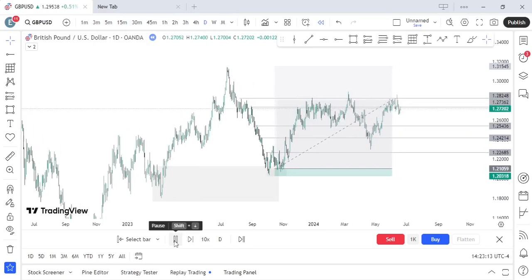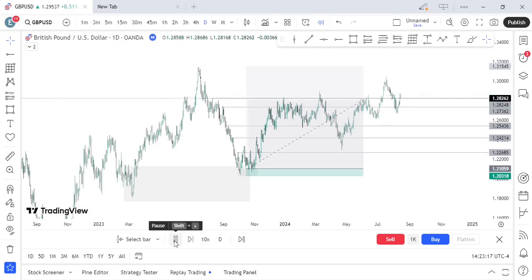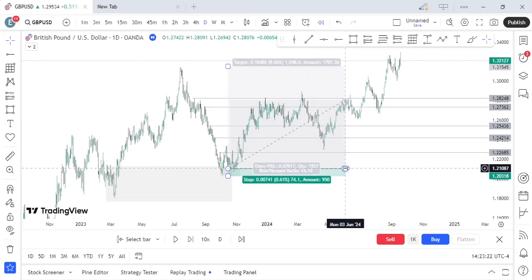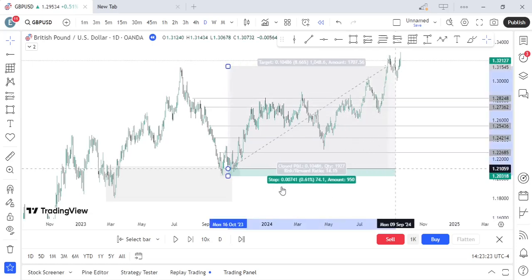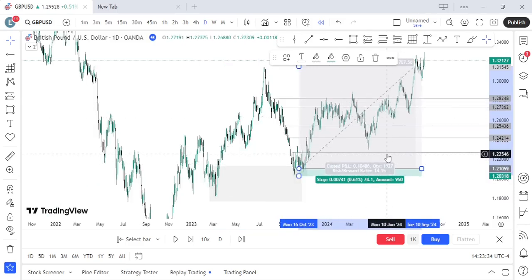Okay, so price is now on a bullish momentum. And as you can see, price just ate our TP. Now this is a 1 to 14 risk to reward ratio. So this is very massive and very crazy as well.